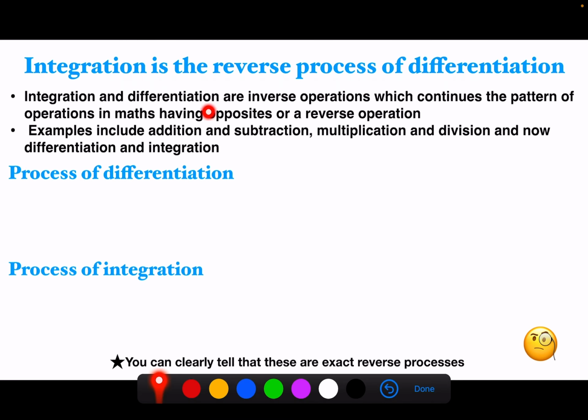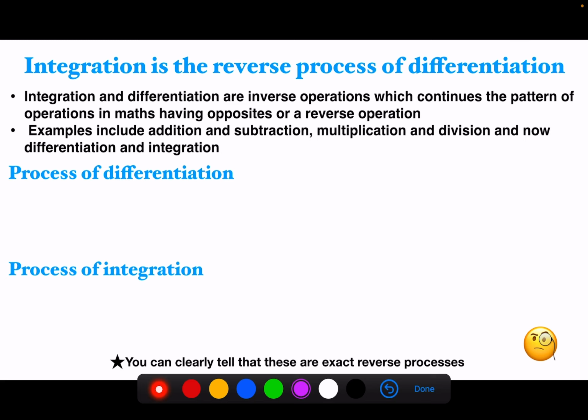So integration and differentiation are inverse operations, continuing the pattern of operations in maths being opposites, like addition and subtraction, multiplication and division. Now we have differentiation and integration. So how do we know that these are opposites?